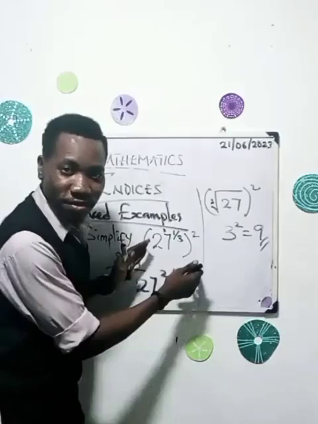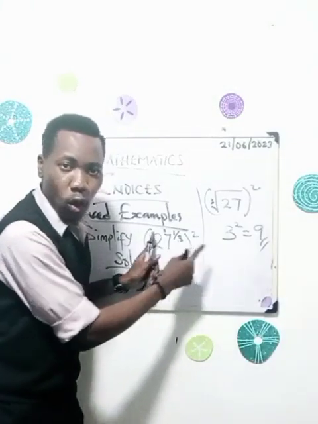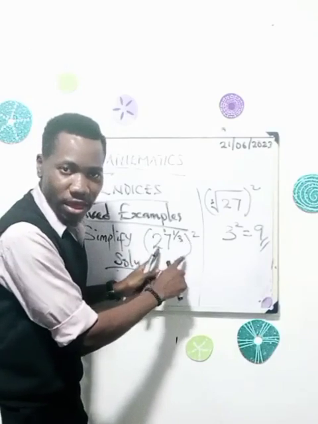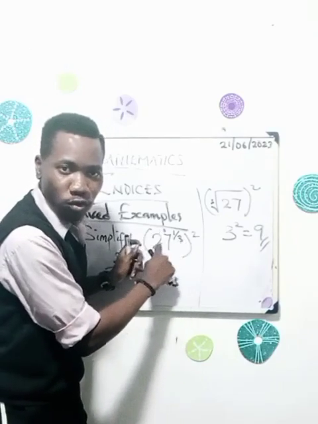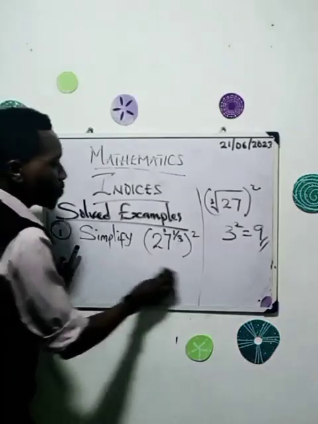The rule says you multiply this by this, or you choose to solve what is in the bracket first, and then this becomes the root. Let me solve it again. Please pay attention.